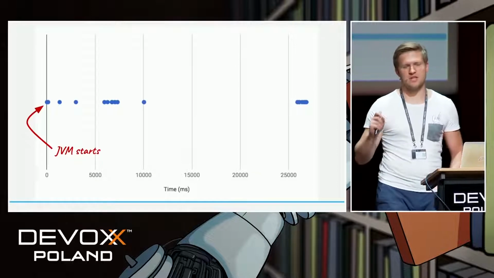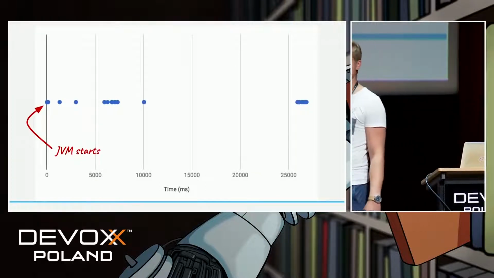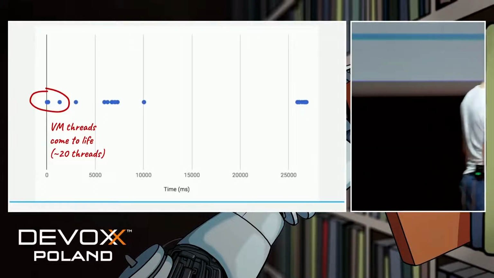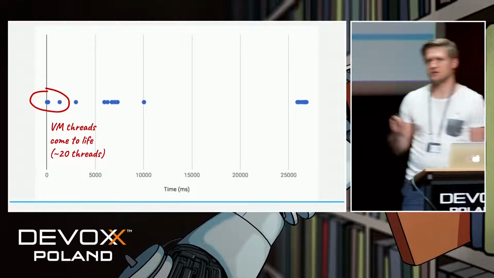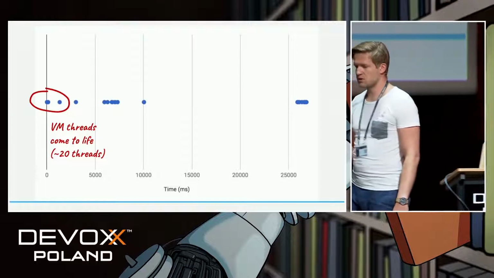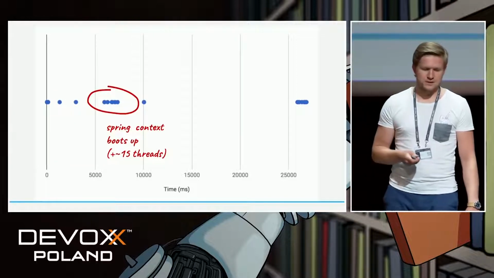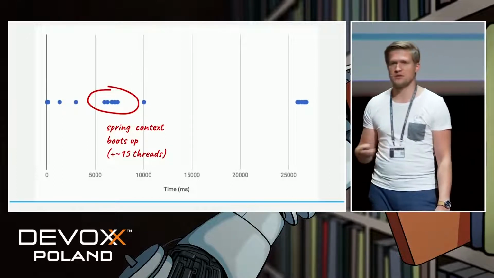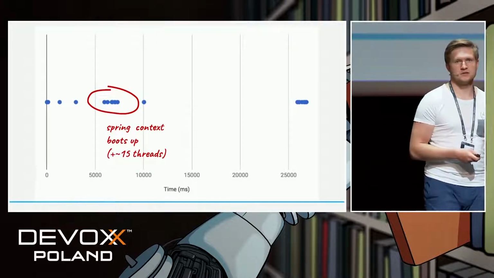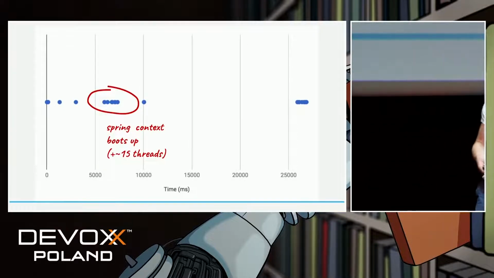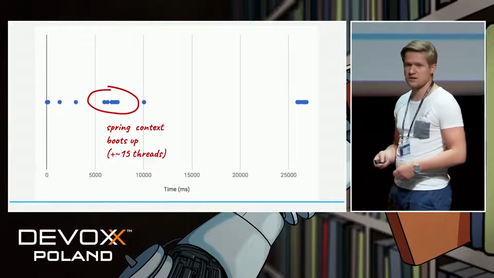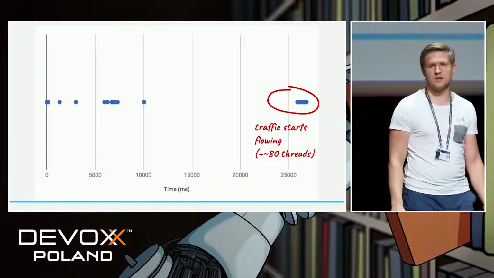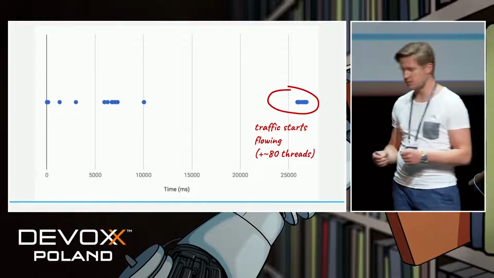So we have this big bang. The JVM starts. This is the zero point. This is the beginning of our universe, of our application. Well, the first 20 or so threads are different virtual machine JVM threads, and we're going to talk about them a bit later. Then, around 6-7 seconds in the application lifetime, Spring Context boots up, and it adds another 15 threads. So these are HTTP server threads, maybe database connector threads, things like this. And then the traffic starts flowing. And then we get the huge surge of new threads, around 80 of them.